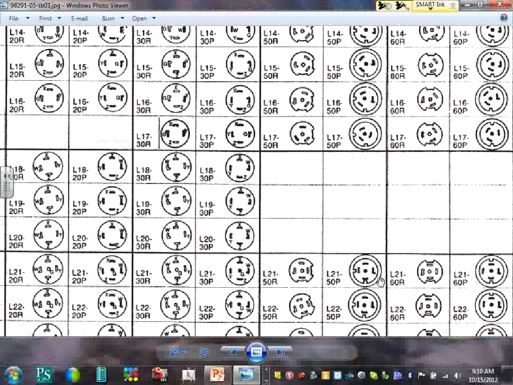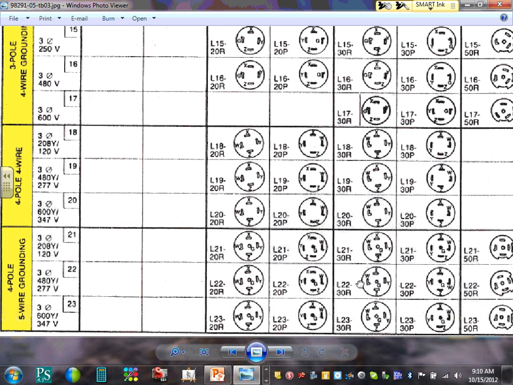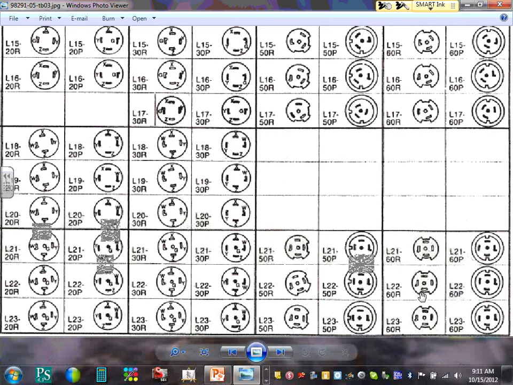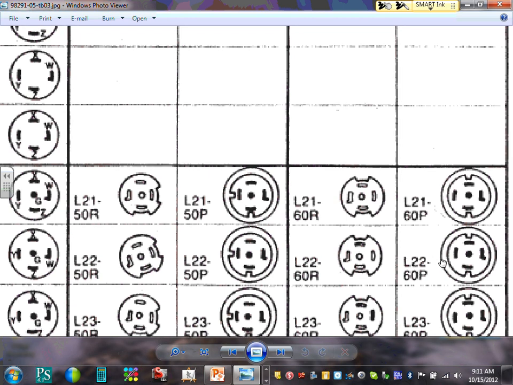L2160P is the plug, L2160R is the receptacle. This is 480. Is that 480? Huh? No, this is 208. This one uses 480/277 right in here. This is L2260R, a 480/277 receptacle with a ground and neutral. Can you guys see phase A, phase B, phase C, ground, and neutral for the receptacle and for the plug?